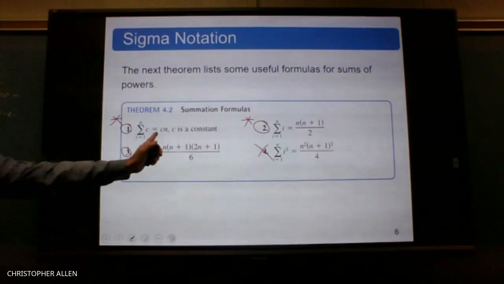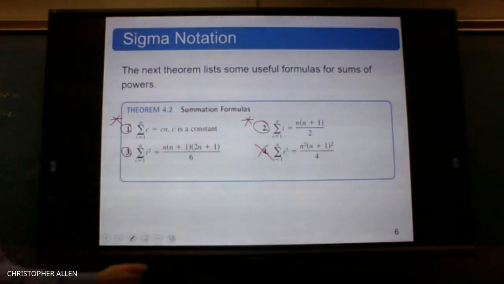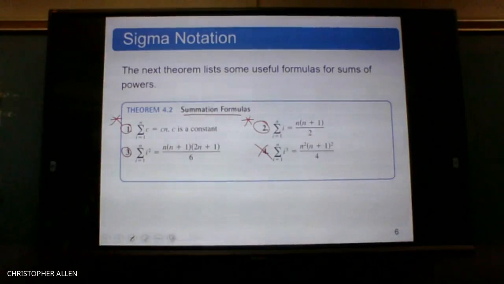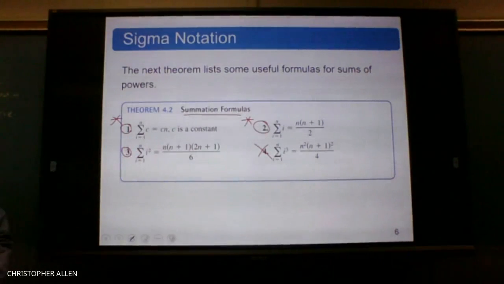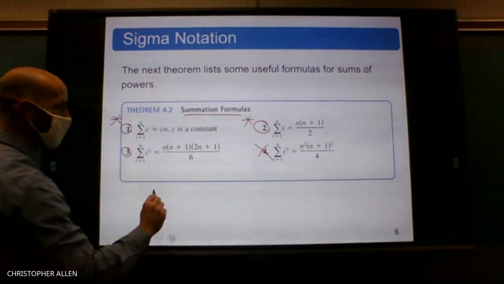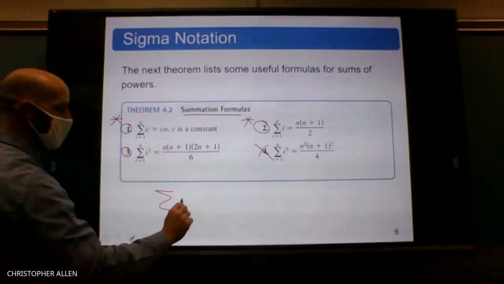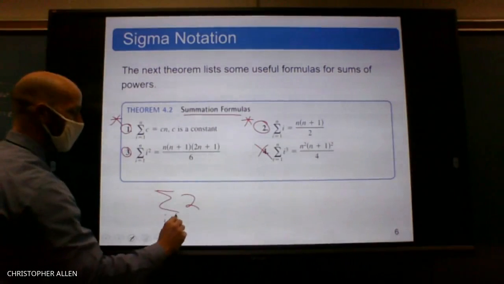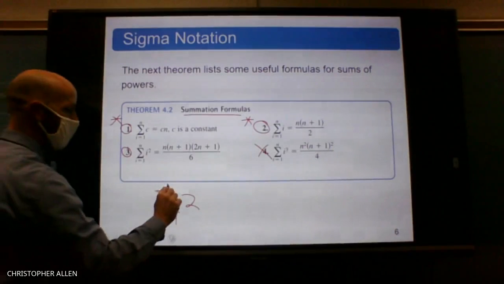Now, just very quickly, I want to show you what these are. These are some common summation formulas that we're going to need. And I'm going to show you the easiest one right here. So let's say that I asked you to do the sum of 2, starting with 1 to, let's say, I don't know, 7.